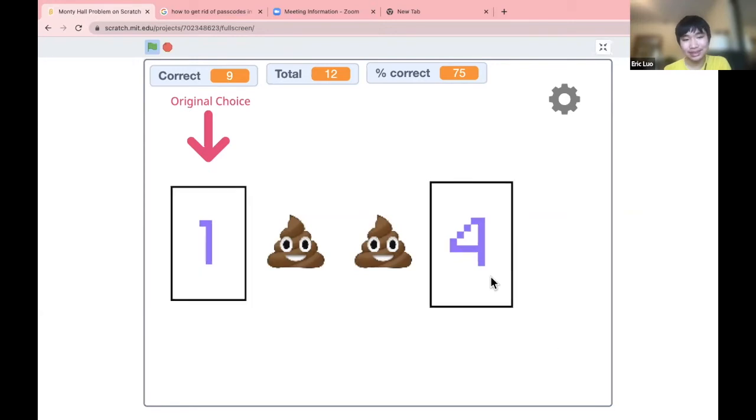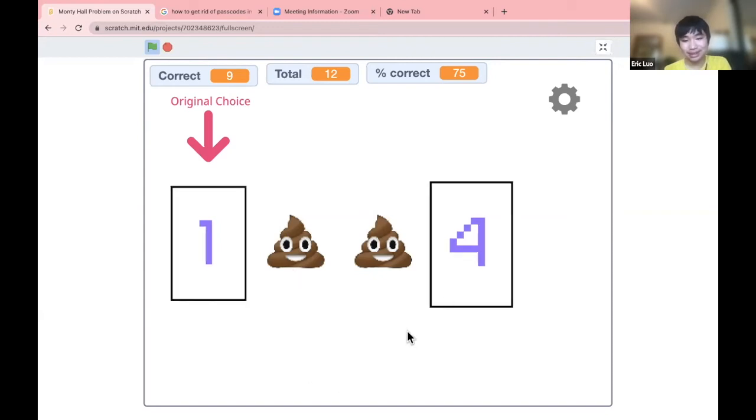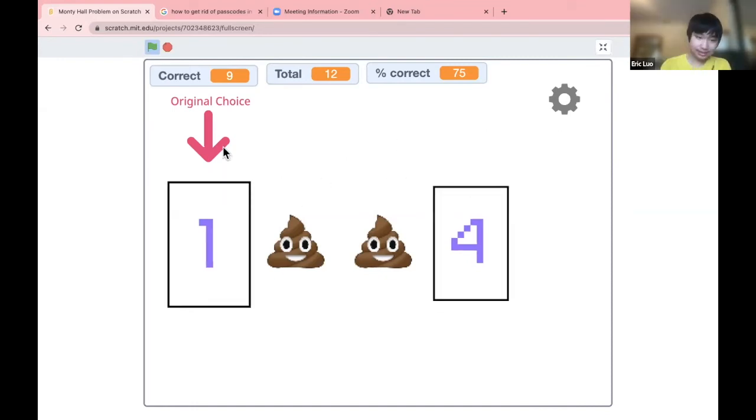You should definitely switch if you're on some weird game show and this happens. Which by the way is actually based on a real game show. Monty Hall was an actual game show in like the 1970s. So does everyone understand this? Or should we move on to 5 doors?